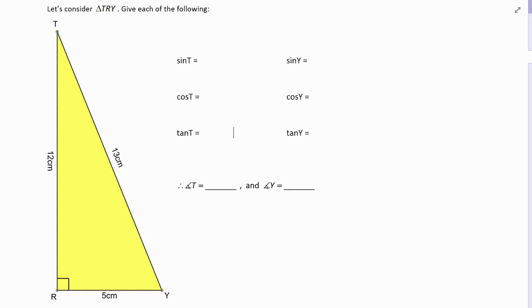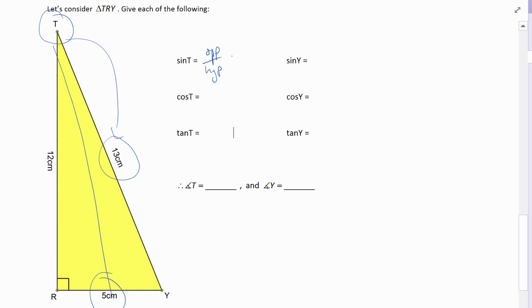Sine of angle t. Remember that sine is always the opposite over the hypotenuse. So if we're looking from angle t, its opposite side is 5 and the hypotenuse is 13. So the sine of angle t is 5 over 13. If we're looking at the sine of angle y, again, opposite over hypotenuse, from y, the opposite side is 12, and so opposite over hypotenuse here is 12 over 13.